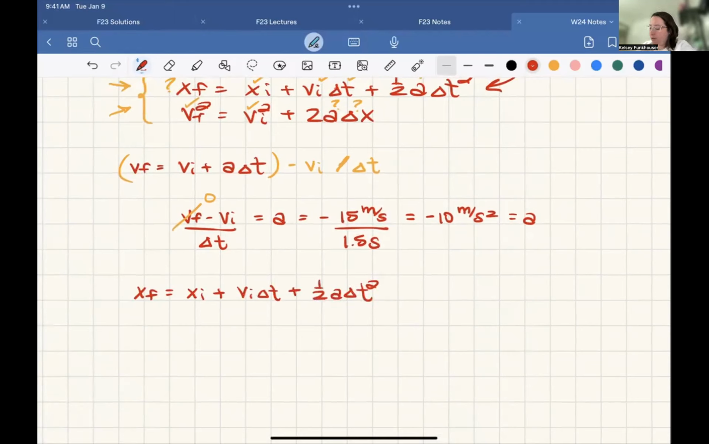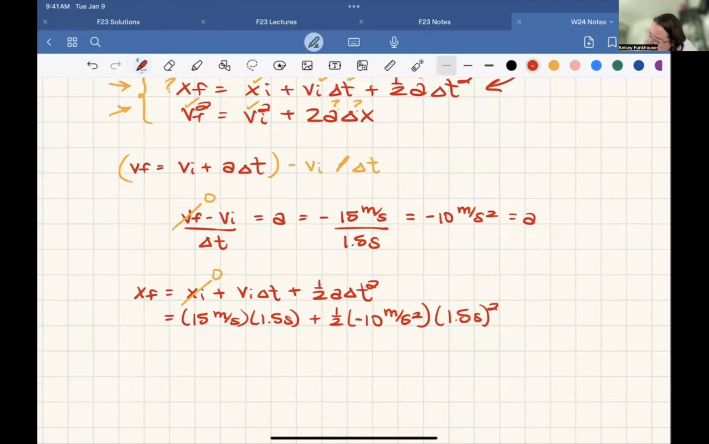Now we can just plug in our numbers. Well, I guess actually first we can say that that is 0. And then we have 15 meters per second times 1.5 seconds plus 1/2 times negative 10 meters per second squared times 1.5 seconds squared. And this gives us a final position of 11.25 meters.